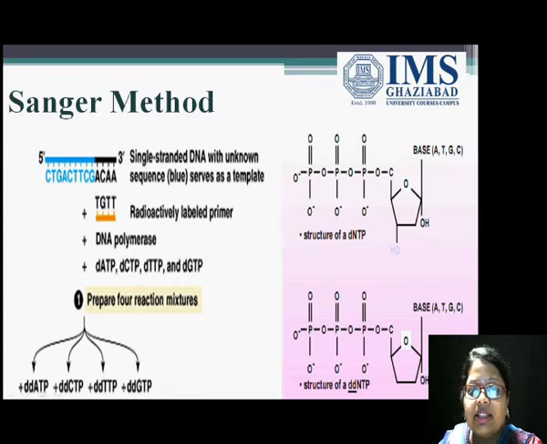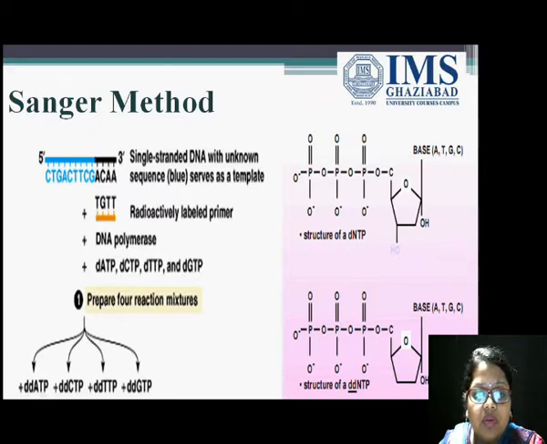Now, what difference does this 3 prime OH group make? The difference is that since it does not have the 3 prime OH group, it will not be able to form the phosphodiester bond with the growing chain. So if a ddNTP is incorporated in the chain, it will not be able to form the next phosphodiester bond with the incoming dNTP. And since it will not be able to form the bond, it will act as a chain terminator. So ddNTPs are working as chain terminators in case of the Sanger method.